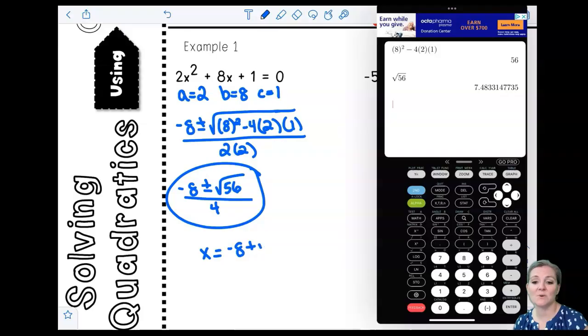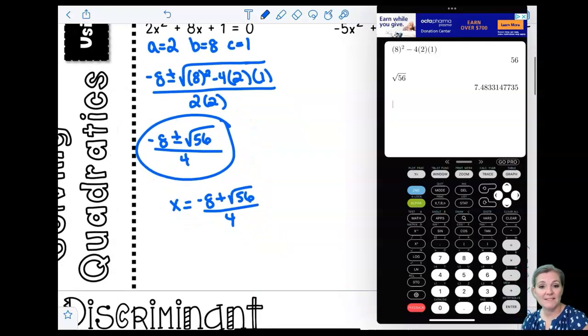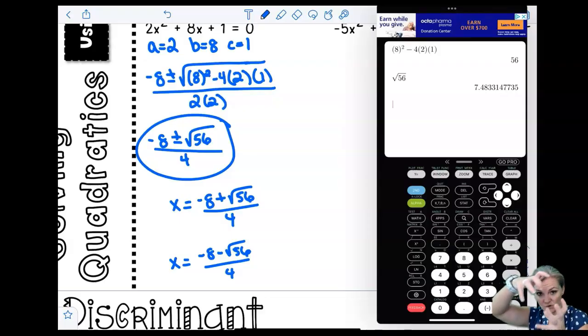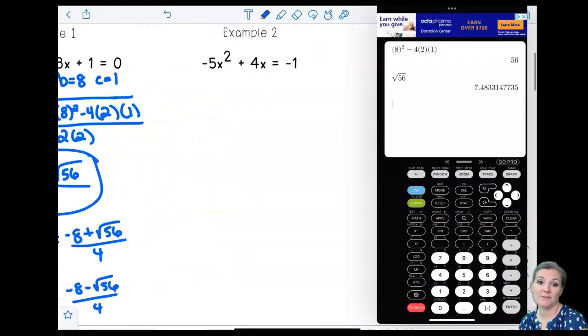So again, this is me just showing you that you do still have 2 solutions. You have negative 8 plus the square root of 56 over 4, and you have negative 8 minus the square root of 56 over 4. If you want to write them as a single big chunk like that, I'm fine with that, or if you want to split them, that's great too.